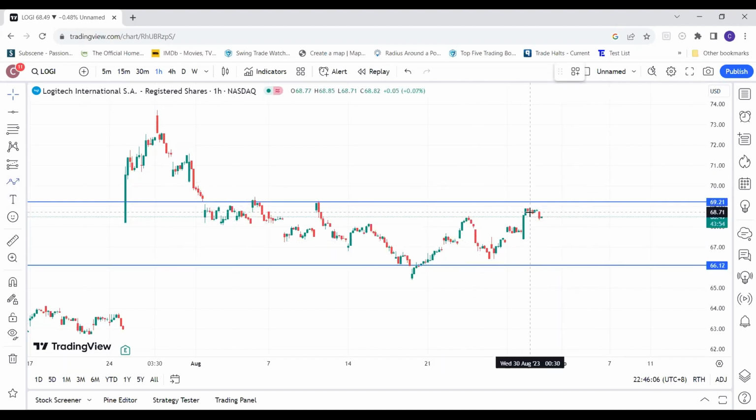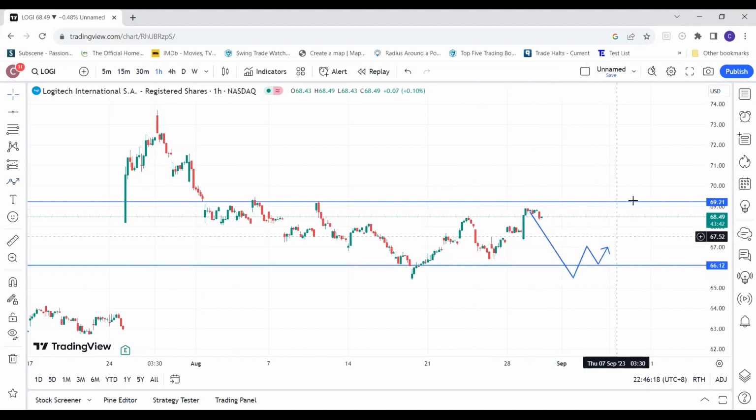Okay, same thing. Come back down, tap this level, or even fake out. It would be great if you fake out. If it can fake out, come back up, then form a higher low, then okay, chances are this thing can continue upward movement. Else, where it is now, I wouldn't do anything. Personally, I wouldn't do anything. So that's for Logitech.